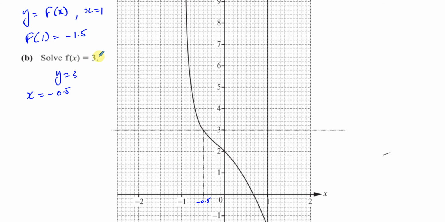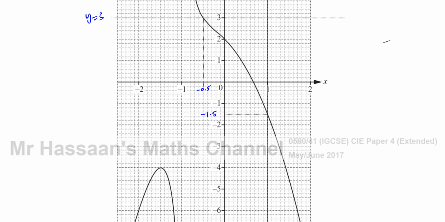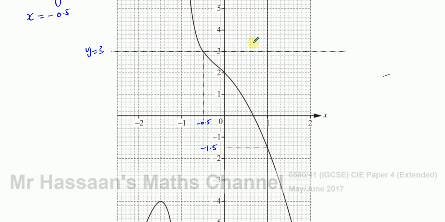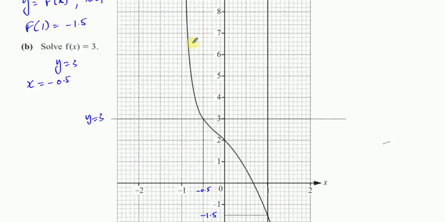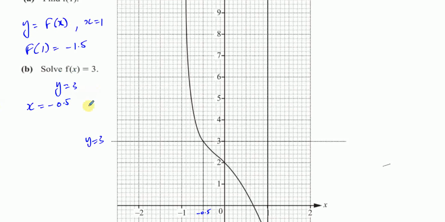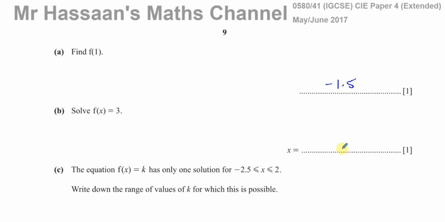f(x) equals 3. We draw the line y equals 3, and we see where it hits the curve, and we write down the values. We should also check, of course, that it doesn't hit it anywhere else. That's the only place it hits it. Same with the previous one, we check to see it only hits at that one place. So there's just one solution, x equals negative 0.5. That's what goes in this position here, x equals negative 0.5. Now we're going to do part C.